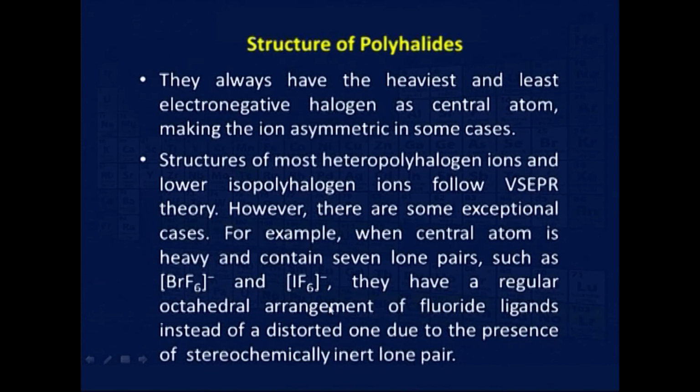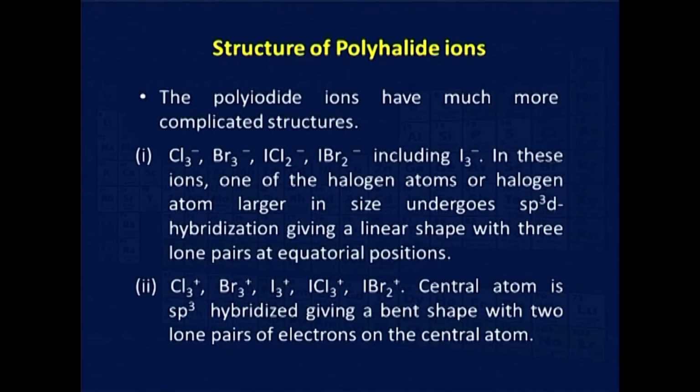due to the presence of a stereochemically inert lone pair. The polyiodide ions have much more complicated structures, like the trichloride ion, tribromide ion, iodine dichloride ion, iodine dibromide ion, including the triiodide ion. In these ions, one of the halogen atoms, the one larger in size, undergoes sp3d hybridization, giving a linear shape, and this linear shape is associated with 3 lone pairs of electrons at the equatorial position. Trichloro positive ion, tribromo positive ion, triiodo positive ion and iodine trichloride positive ion.